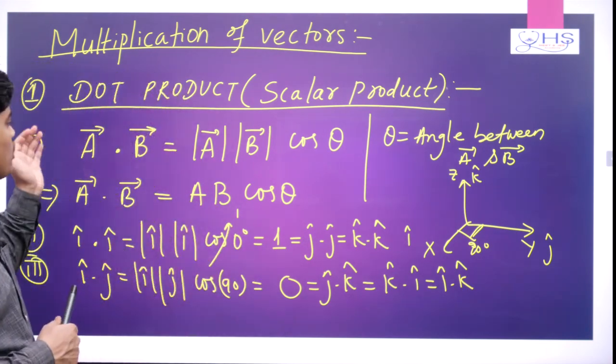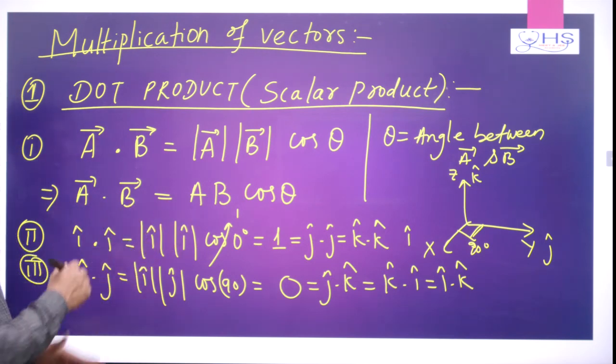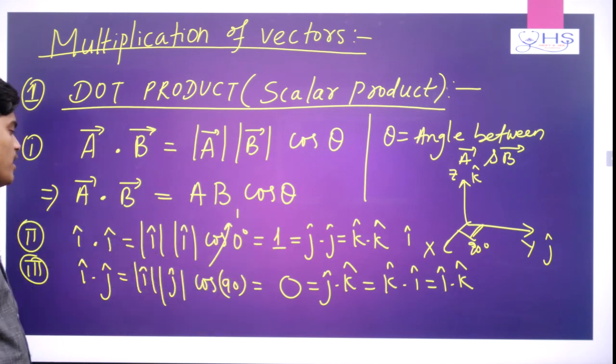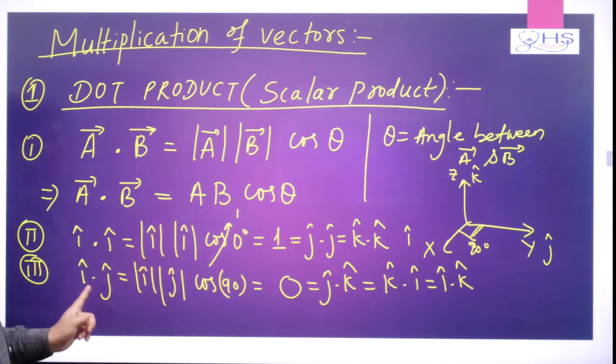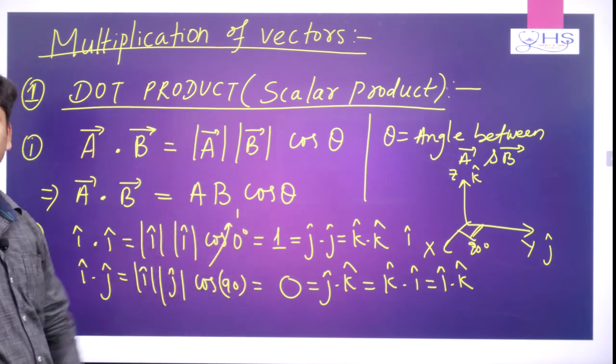So we are understanding about dot product. A dot b is ab cos theta. You can write it as a vector magnitude, b vector magnitude into cosine of the angle between them. i dot i is 1, j dot j is 1, k dot k is 1, i dot j is 0, and j dot k, k dot i are 0. So this much idea you have.